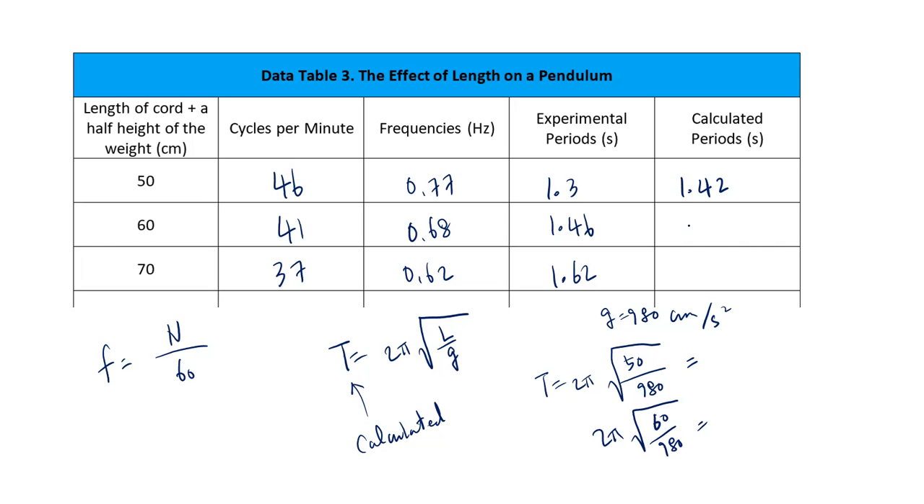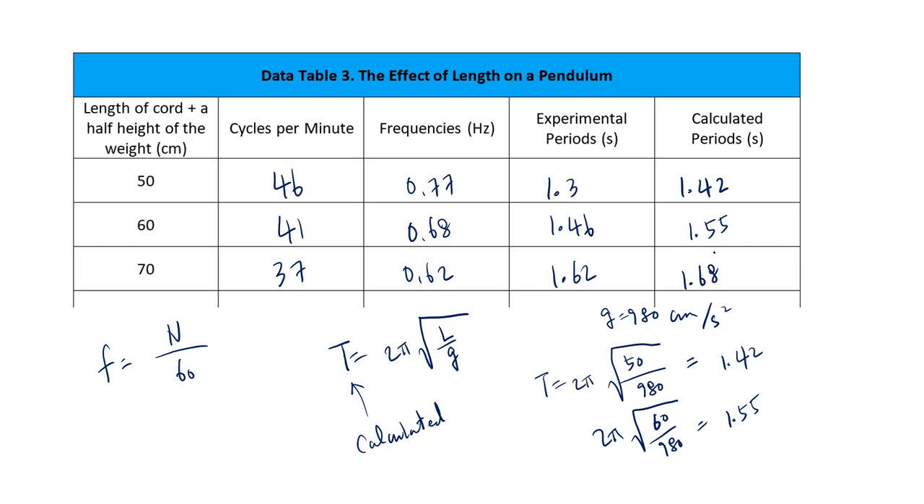1.55, 1.2, 55... yeah, a little bit different. Experimental and theoretical values can be different. That is a kind of measurement error. And what about the 70 centimeter case? 70 centimeter is 1.68.